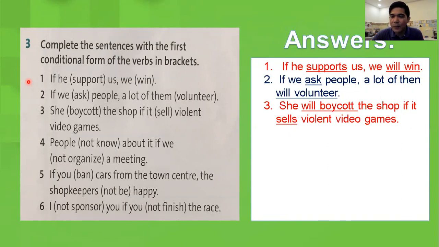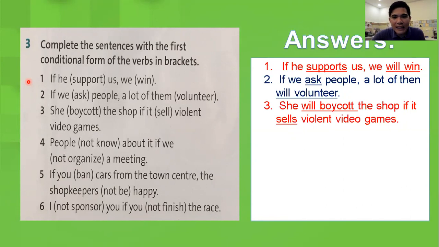Do not change the form of the verb. Just write the appropriate form. If the subject is singular, you put S, ES, and IES. If the subject is plural, just use the base form, the present simple form of the verb. Let's go to number 4. People not know about it if we not organize a meeting. Number 3 is the same. Result first, then the situation.